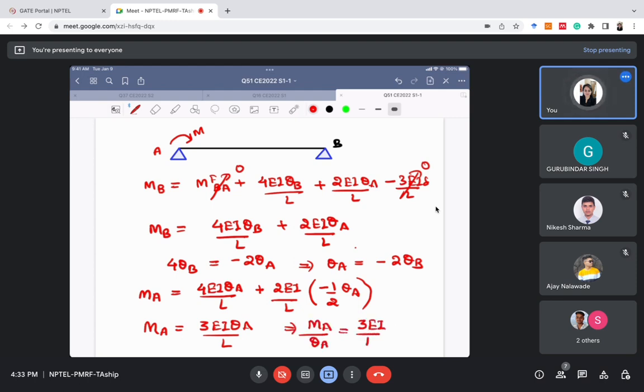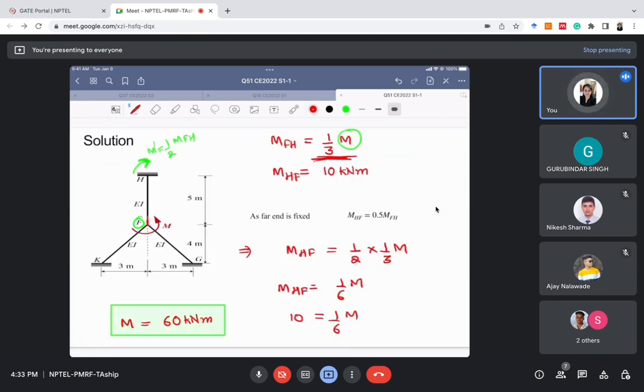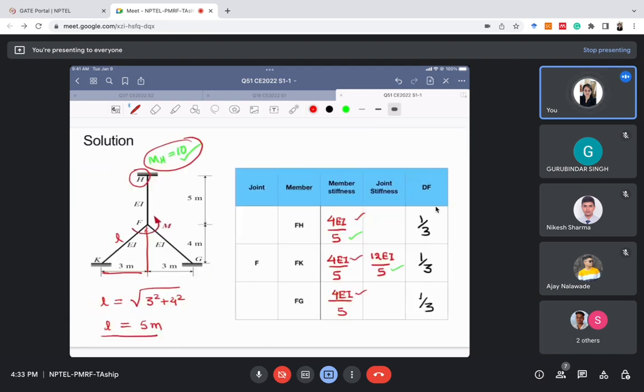Earlier, when the far end was fixed, the value of stiffness was 4EI by L. Now we know that if the far end is hinged, the value of this stiffness will be 3EI by L. So please remember this. Maybe next year they will give you a problem in which, instead of the far end being fixed, one of the ends may be hinged. In that case, to calculate the value of member stiffness, instead of using 4EI by L, you have to use 3EI by L. This is the only thing you have to keep in mind for these types of problems.